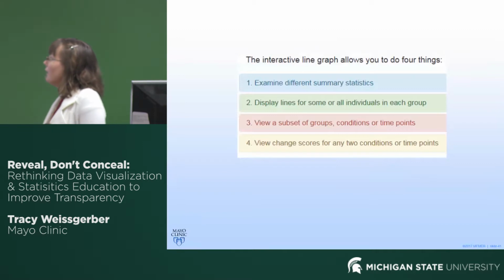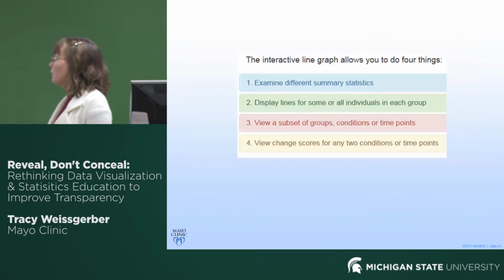So the interactive line graph allows you to do 4 things. First, we can examine different summary statistics. Second, we can display lines for some or all individuals in each group. Third, we can view a subset of conditions or time points. And fourth, we can view change scores for any conditions or time points.